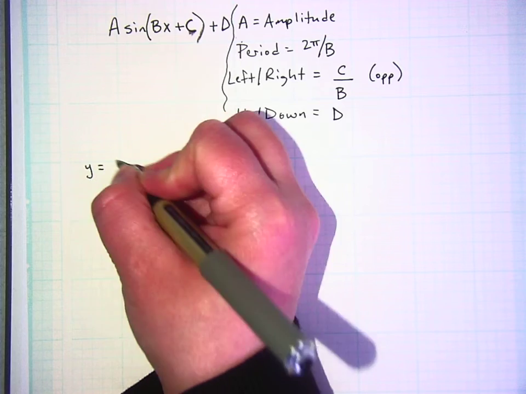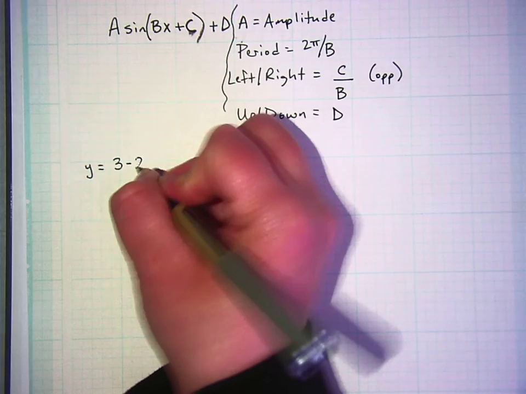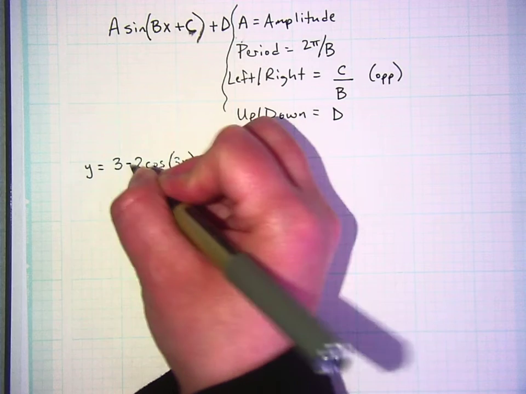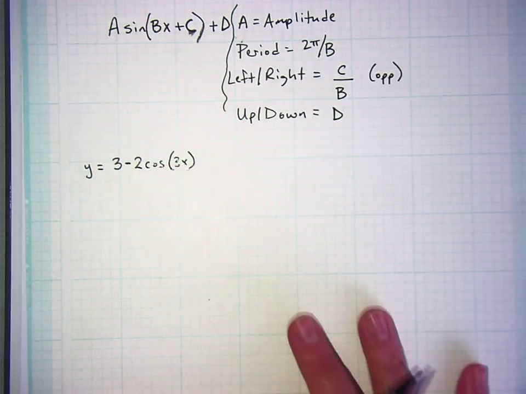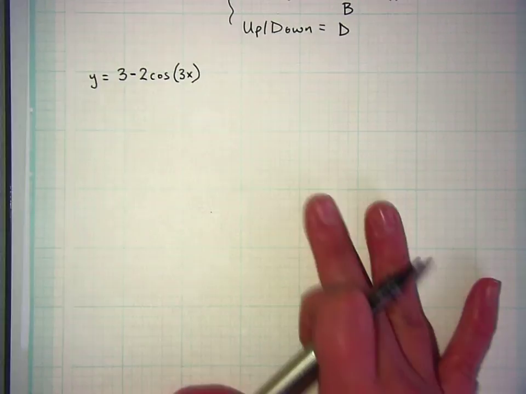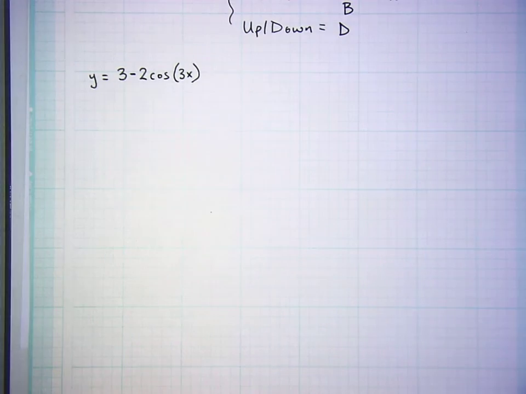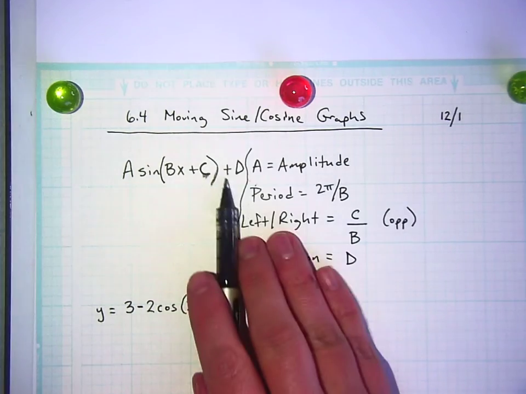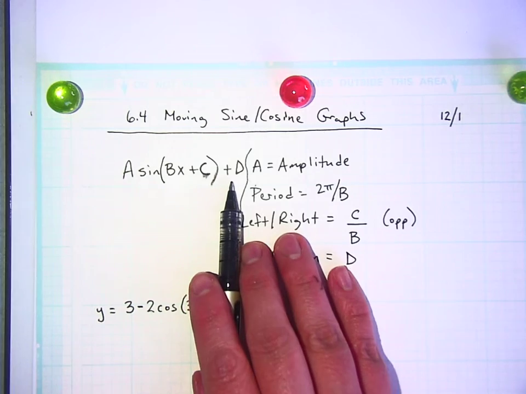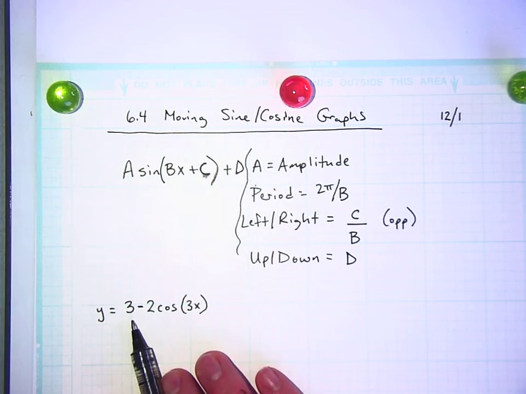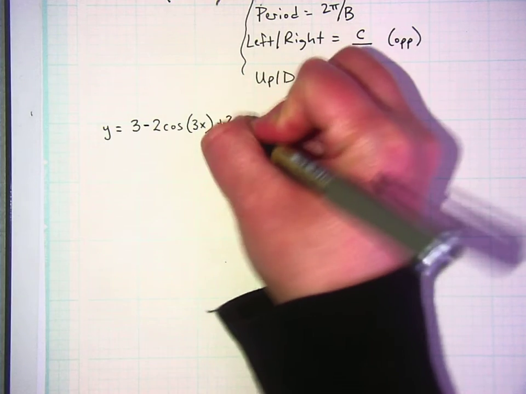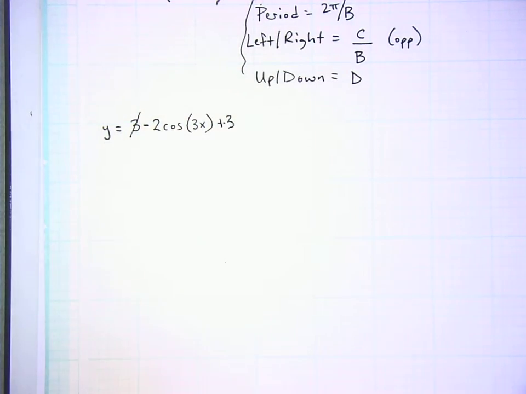Y equals 3 minus 2 cosine of 3x. All right, so the first thing I'm going to do is help you identify what's what. First of all, do you see how this thing had a plus d on the end? Does it matter that that number's first instead? It doesn't. If it makes you feel better, you can always write plus 3 on the end here and cross that thing out there.